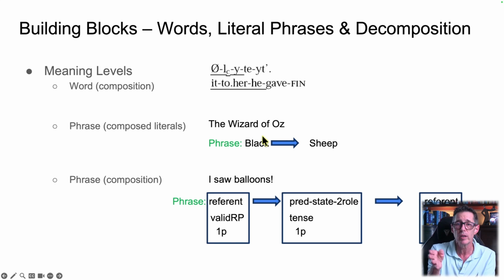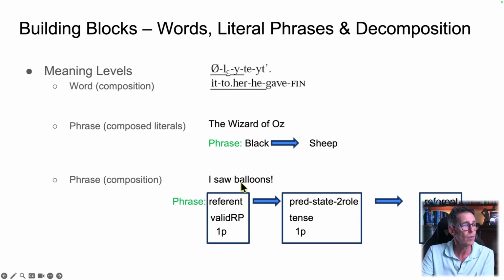And so we're looking at what sort of patterns we can create in order to generate language. And so we've got things like this, which are collocation of words. We've got things like this, which are composition of words. And then we've got things like this, I saw balloons, which is composition of the meanings of words. It's the generic way that in this model, we understand language.